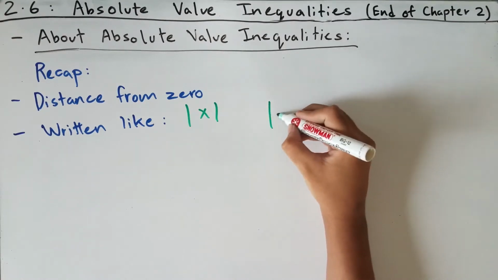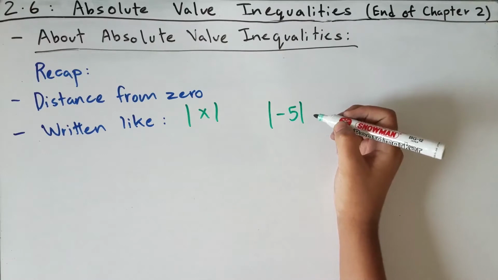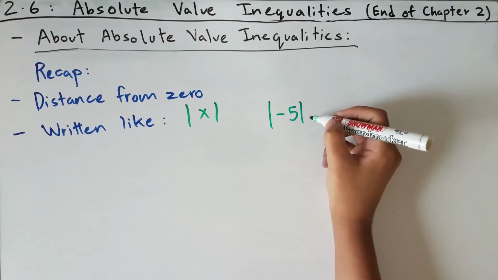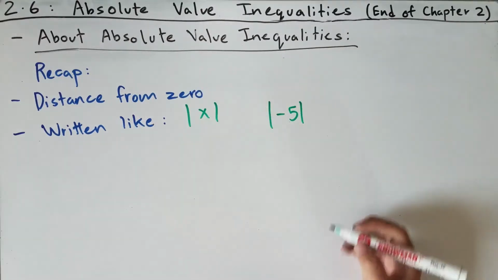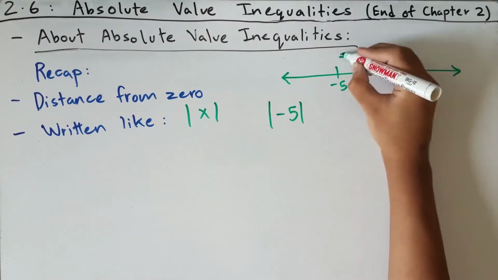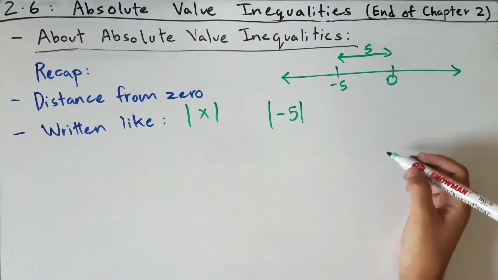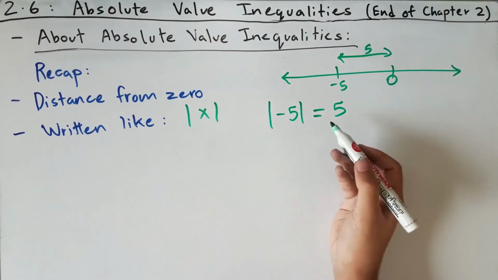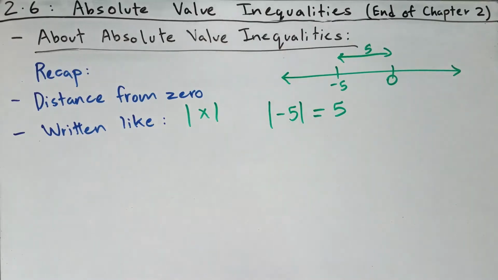So say you take the absolute value of -5. We know that the absolute value of some number or some expression is the distance of that expression or number from zero. If we look at the number line, we can see that -5 is a distance of 5 from 0. So the absolute value of -5 would equal +5. And absolute value is always positive. That's another property of absolute values.